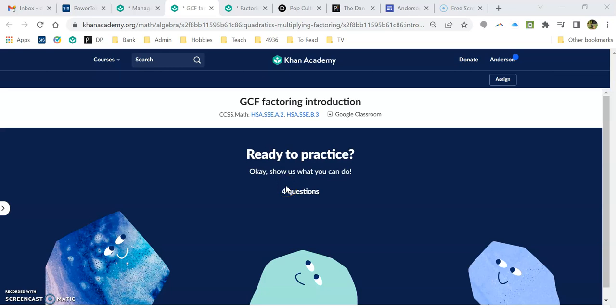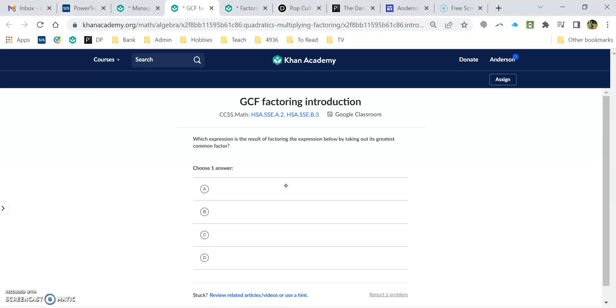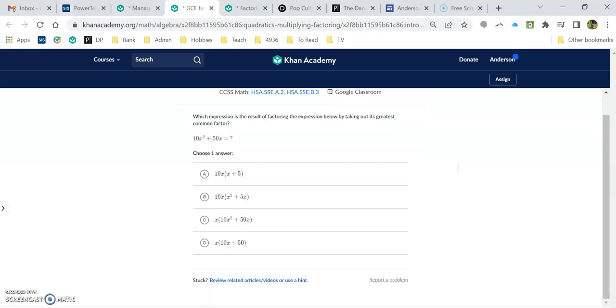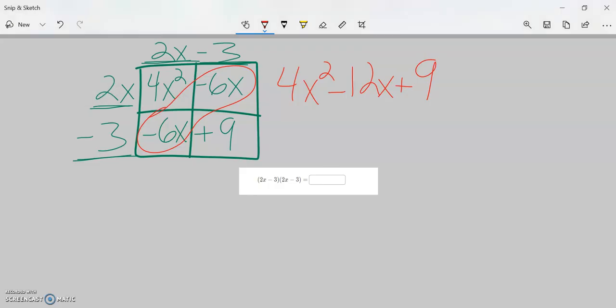GCF, which stands for Greatest Common Factor, Factoring Introduction. Okay, so which expression is the result of factoring the expression below by taking out its greatest common factor? So let me snip this here.